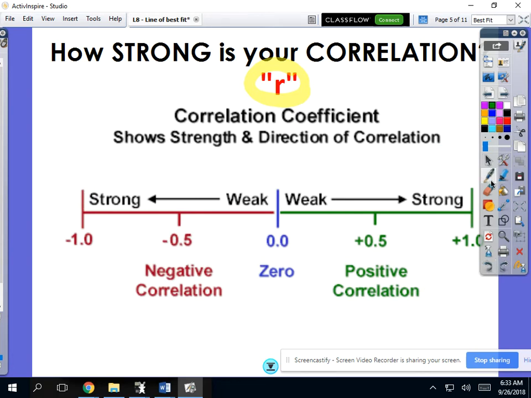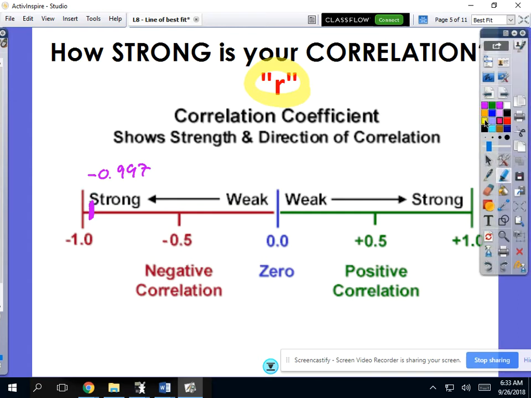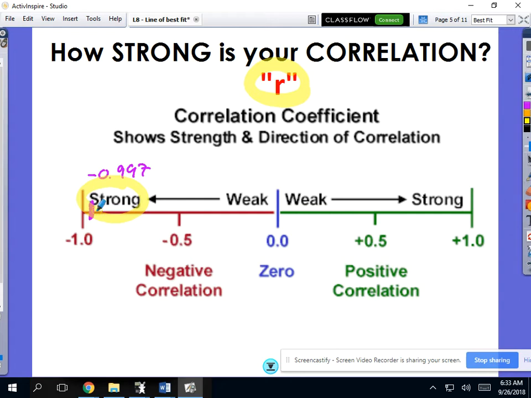It's really important for us to understand what it's actually telling us. So let's take that R value we were using. Our R value was about -0.997, something like that. That is so close to -1. What that means is that this is a very strong, so I'm going to highlight that one, and we're on the negative side because it was negative 0.997. So it is a very, very strong negative correlation.